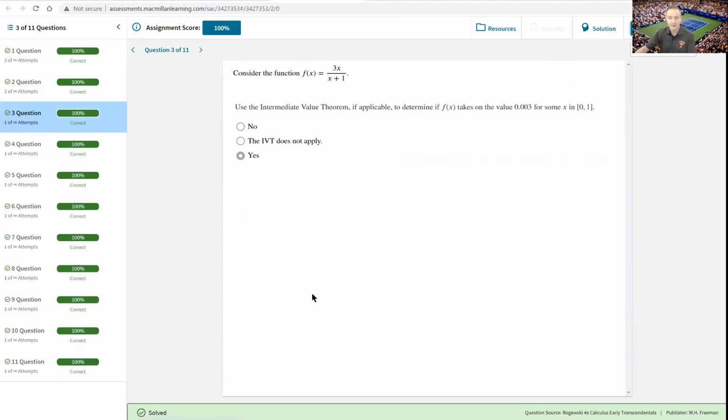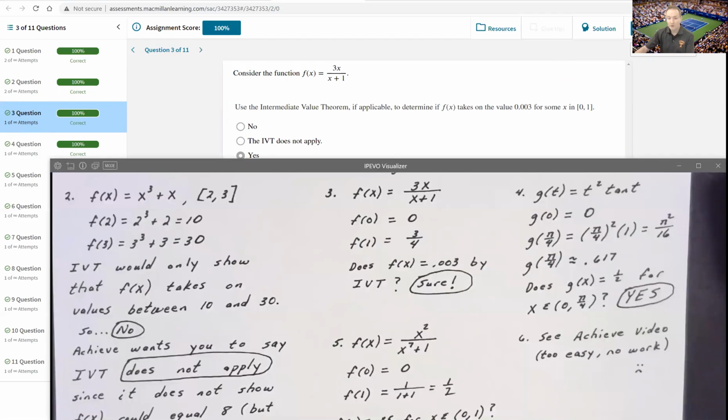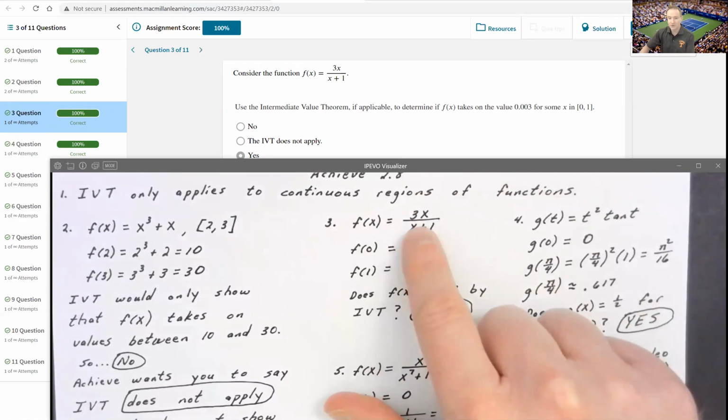For our next one here, it's saying use the intermediate value theorem, if applicable, to determine if f of x takes on a value of 0.003 for some x in between 0 and 1. Okay, so what I'm trying to show is that if this function takes on a value of 0.003 between x is 0 and 1, what I'm hoping is that f of 0 is a number below 0.003 and f of 1 is a number above it.